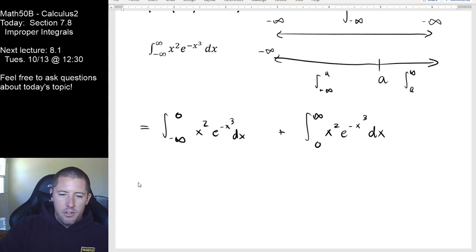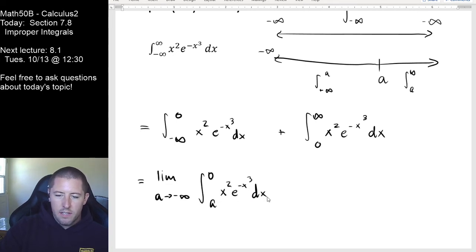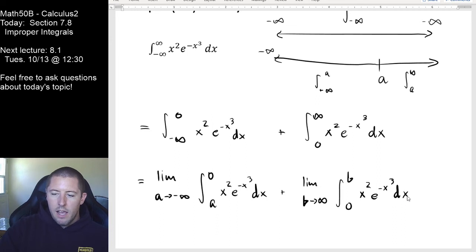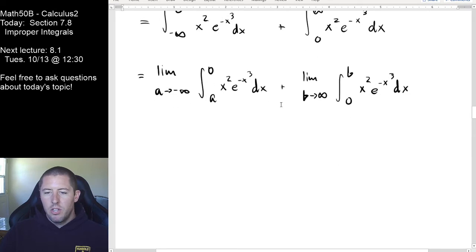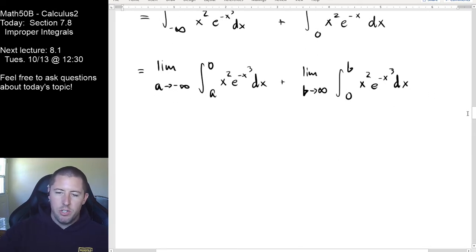So I am going to make up some things for myself here. I'm going to let a go to negative infinity and write this as the limit of the integral from a to 0 of x squared e to the negative x cubed dx, plus the limit as b goes to positive infinity of the integral from 0 to b of x squared e to the negative x cubed dx. And again, this is really just saying don't over-infinitize yourself here. It's good to rip things apart so that you can deal with individual parts at a time.